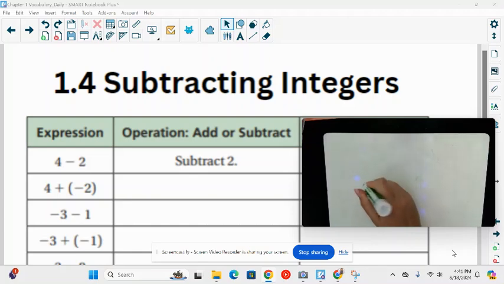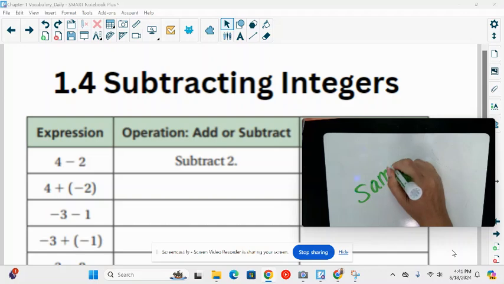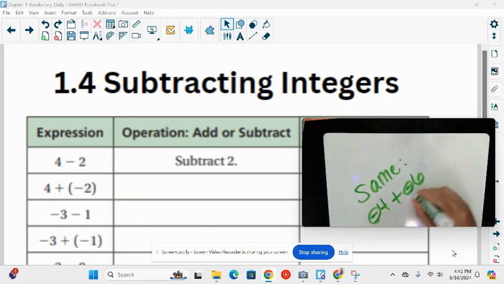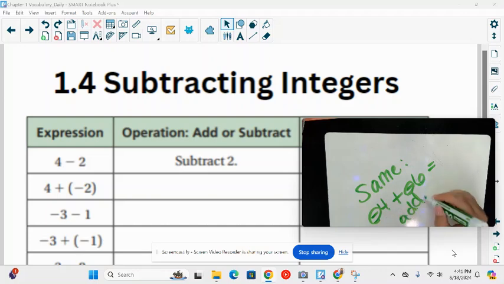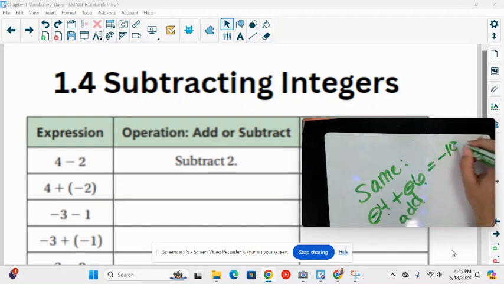So just a reminder of our adding rules: when the signs are the same, what do we do? For example, if I have -4 plus -6, my signs are the same, negative and negative, so I'm going to add them together and keep the sign. I'd keep negative, and 4 plus 6 is 10, so my answer would be -10.